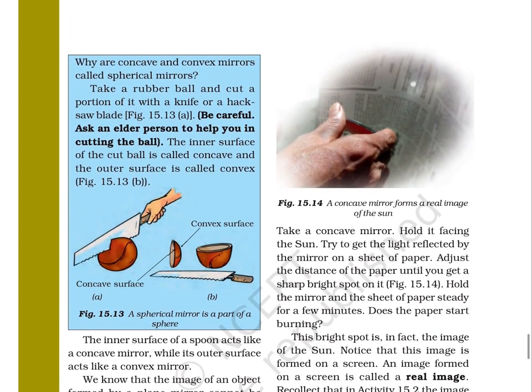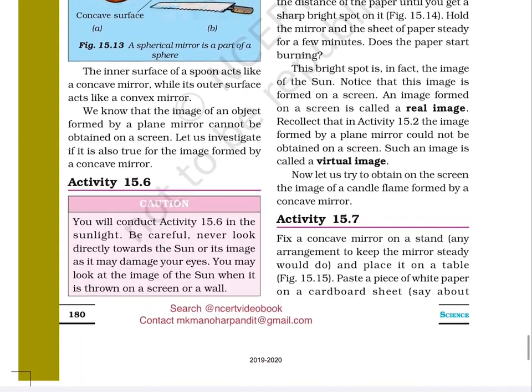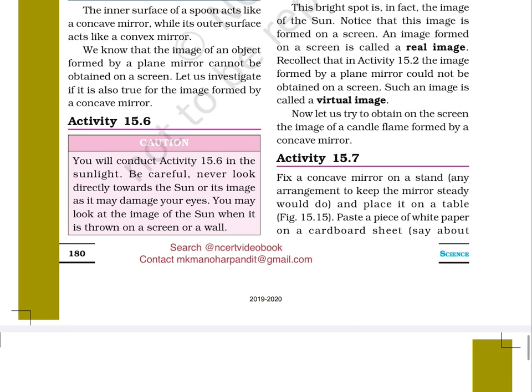Here, we can observe the image of the sun on a sheet of paper. This has been done by reflecting it with the help of a mirror. Now, let us try to obtain on the screen the image of a candle flame formed by a concave mirror. Activity 15.7. Fix a concave mirror on a stand. Any arrangement to keep the mirror steady would do. And place it on a table. You can observe this in figure 15.15.